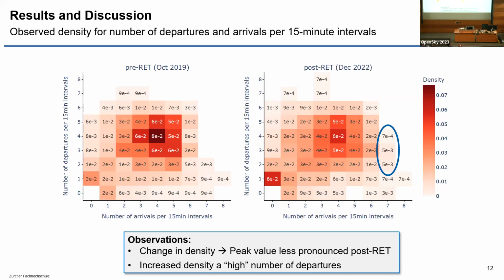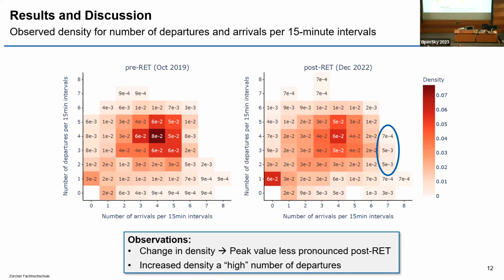The y-axis refers to the number of takeoffs per 15 minutes. The x-axis to the number of arrivals per 15 minutes. And basically, the density refers to how often we saw these combinations of numbers of arrivals and numbers of takeoffs in 15 minutes. Dark red means often, light red means less often.